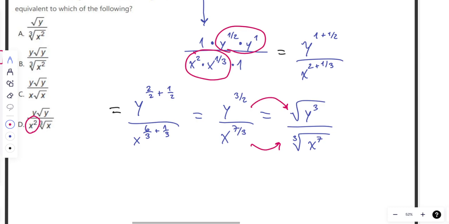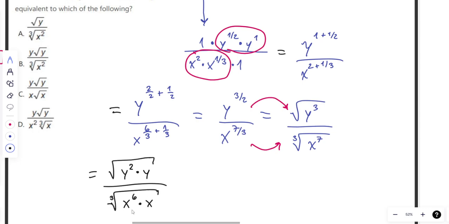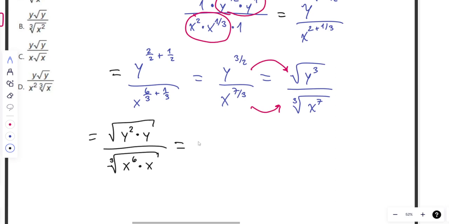Last thing here is it looks like they took out some copies of x and y, so I could write this, for example, as y squared times y. And this could be x to the 6th times x under the cube root. Since they were multiplying under the square root, we can split them up into separate multiplications like this. And of course, when you're solving it on your own, you don't need to write out all these steps, but I'm just doing it for clarity here.